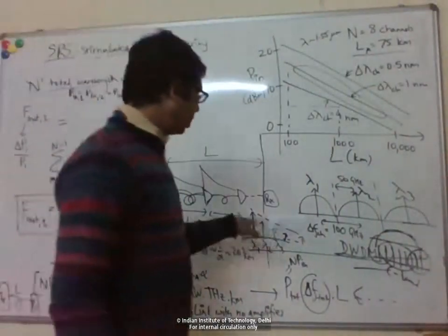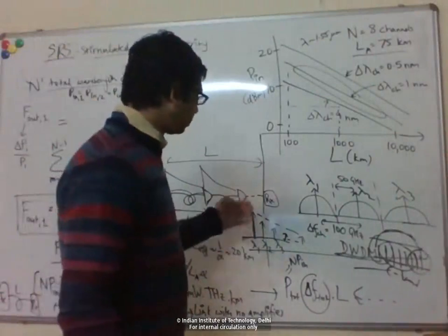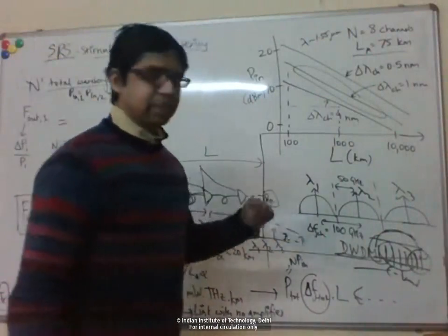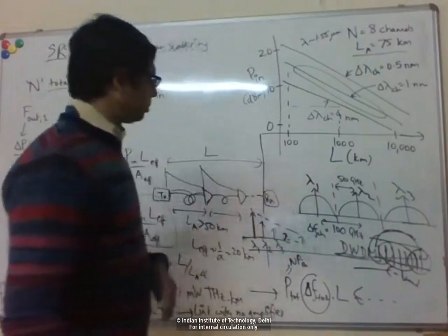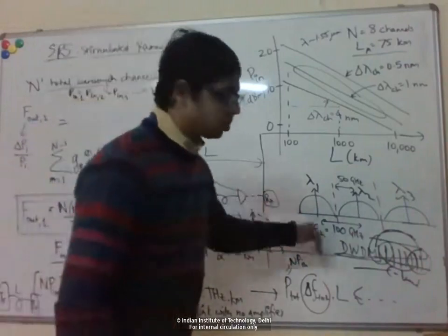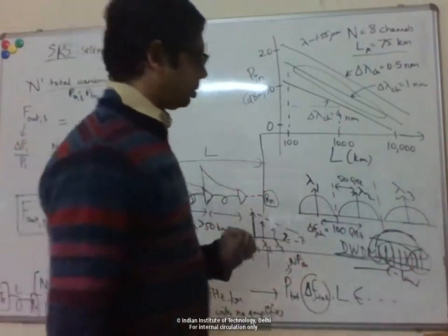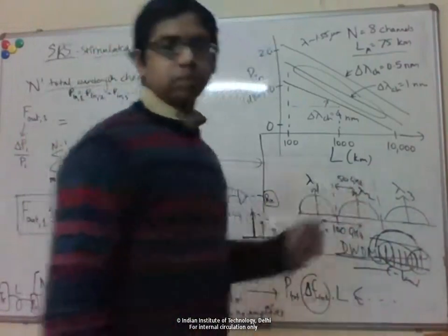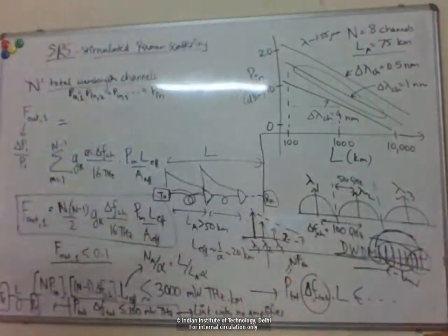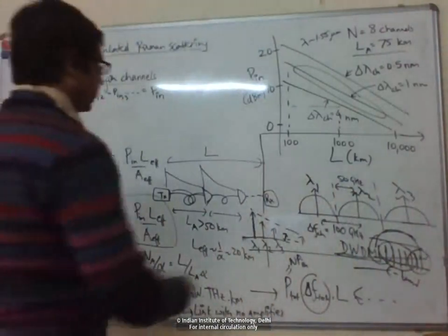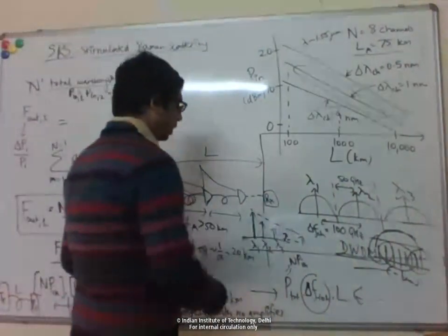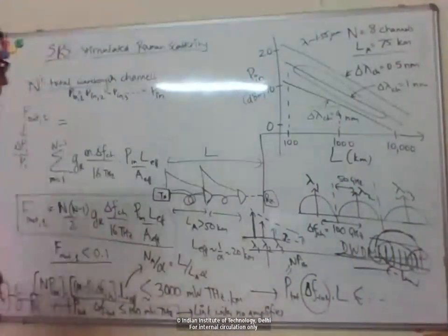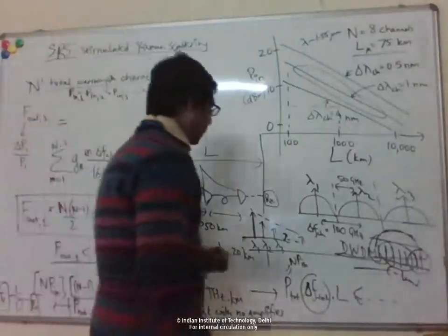But here you need a monotonic kind of gain spectrum, right? You need higher gain for lower wavelength and then going down. So this kind of thing is difficult to get in a single amplifier.